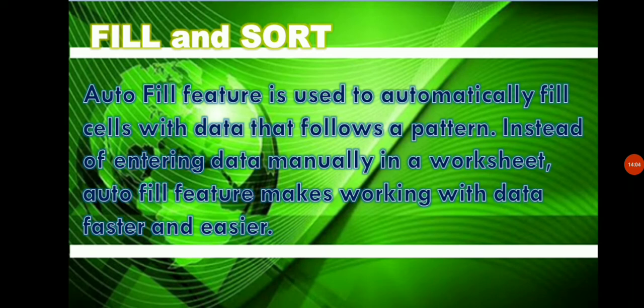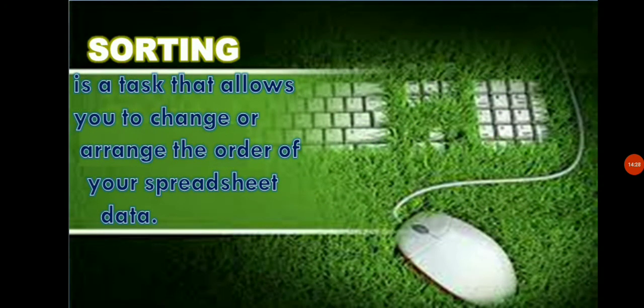Next is Fill and Sort. The autofill feature is used to automatically fill cells with data that follows a pattern. Instead of entering data manually in a worksheet, the autofill feature makes working with data faster and easier. Sorting is the task that allows you to change or arrange the order of your spreadsheets.